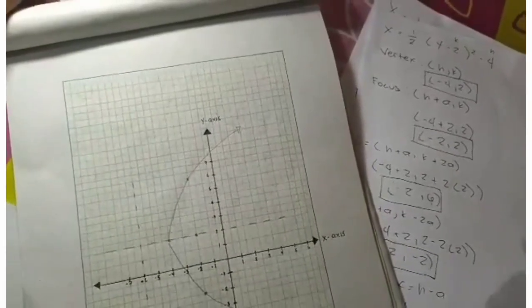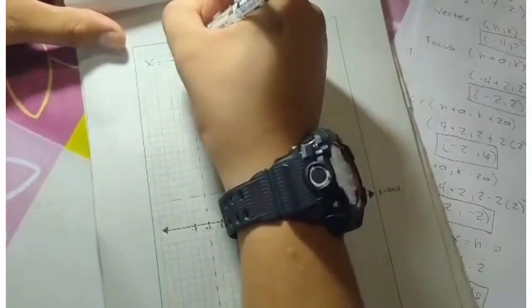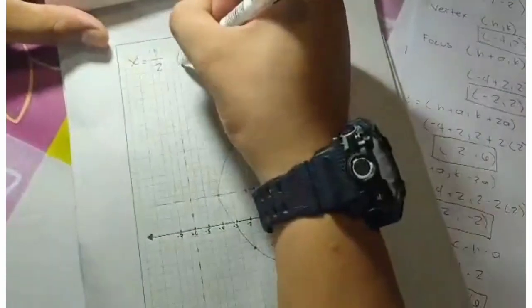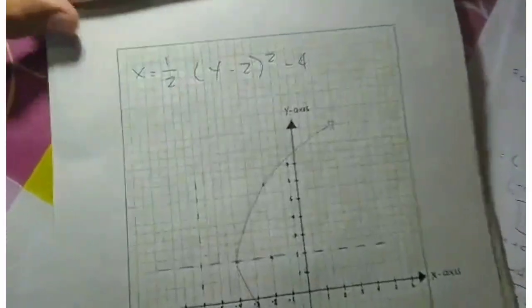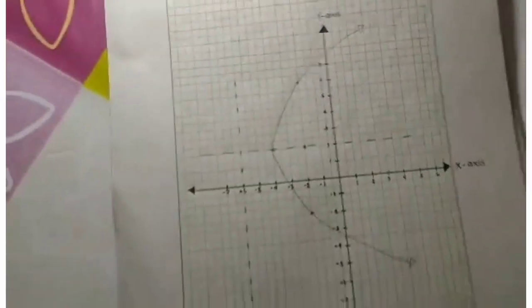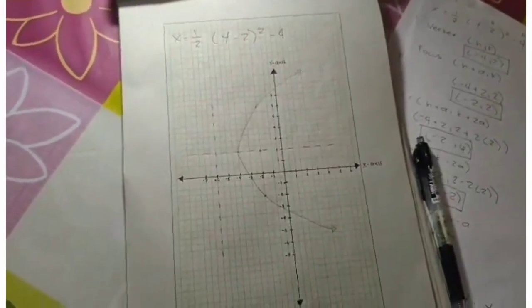So, ito na ang ating graph ni x minus 1 half quantity of y minus 2 squared minus 4. So, ito na ang ating final result.